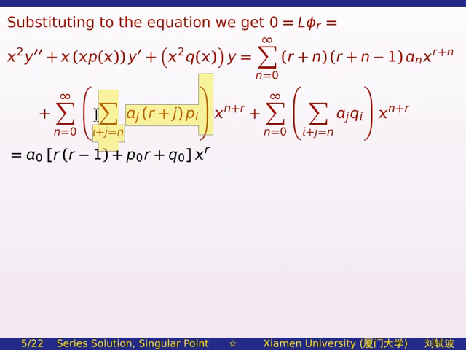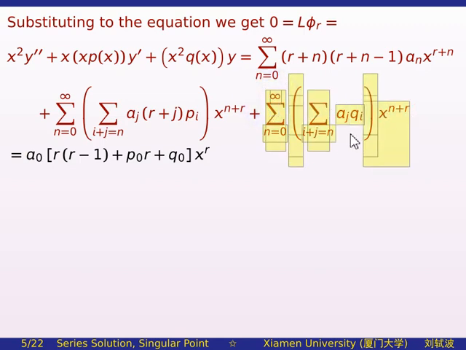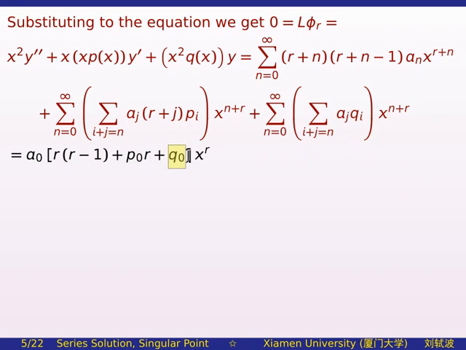For the second series, when n equal to 0, i plus j equal to n, so both i and j are 0. Correspondingly, this term is p0, a0, and r. Okay, because i and j are 0, so p0, a0, and r. So a0 is moved outside the coefficient. Therefore, what remains is p0 r. Similarly, for the last series, when n equal to 0, that is i plus j is 0, so both i and j are 0. Therefore, a0 goes out and only q0 remains.